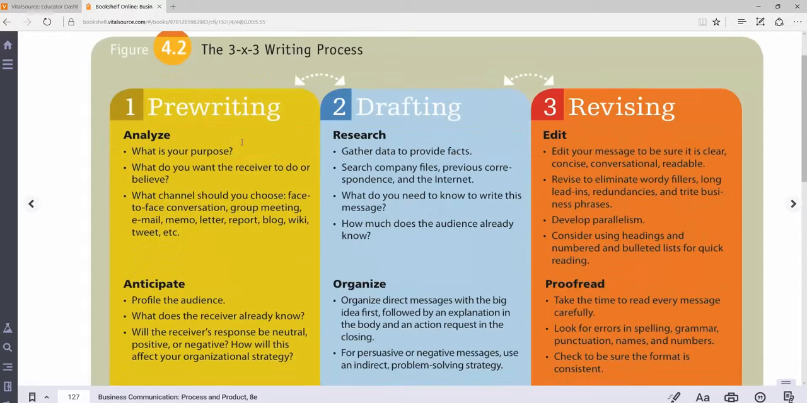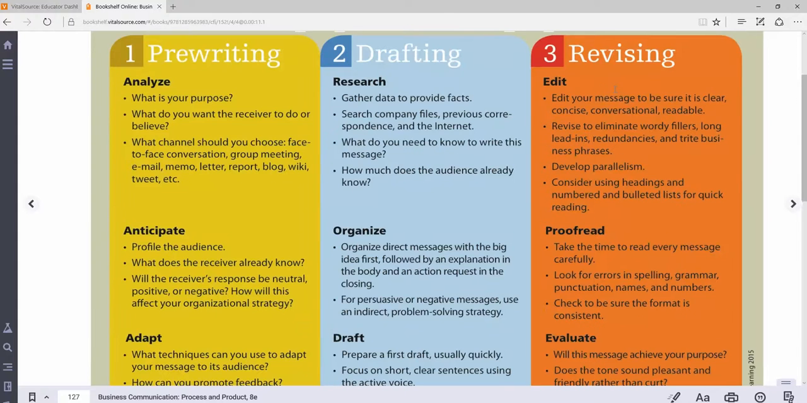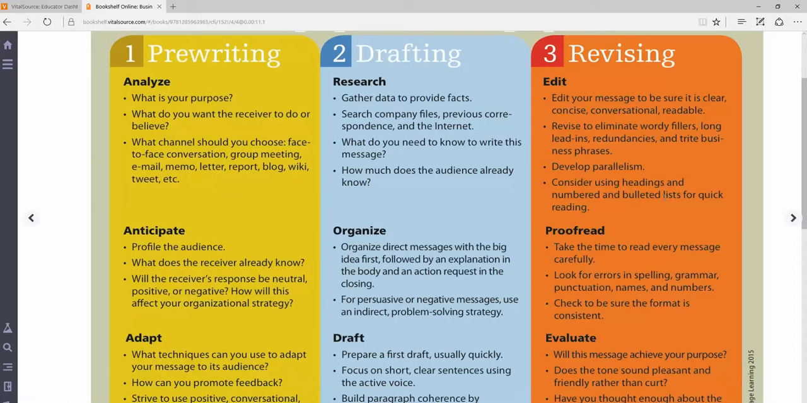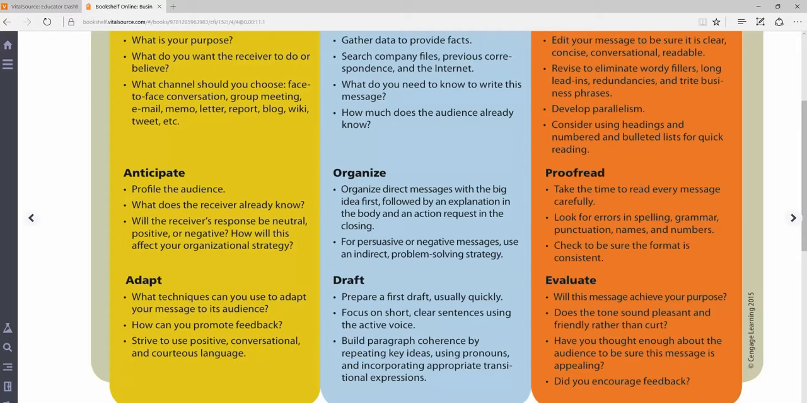Revising. So you've pre-written it. You've taken the draft and made kind of a draft of things. Now you're going to revise it. Edit your message to be sure it is clear, concise, conversational, and readable. Revise to eliminate wordy fillers, long lead-ins, redundancies, and trite business phrases. Develop parallelism. Consider using headings and numbered and bulleted lists. I'm going to preach bulleted lists at you like you wouldn't believe. Make sure they make sense to be a bulleted list.